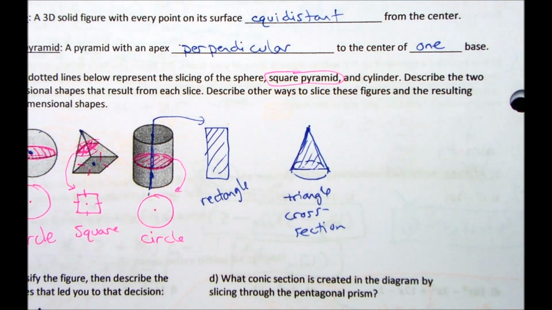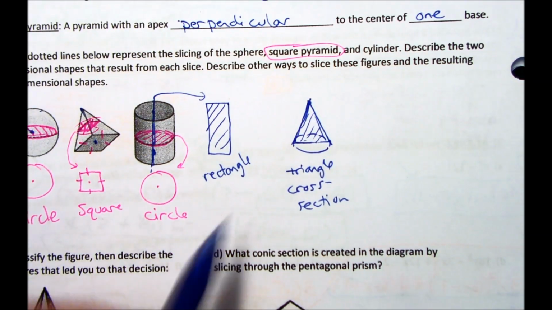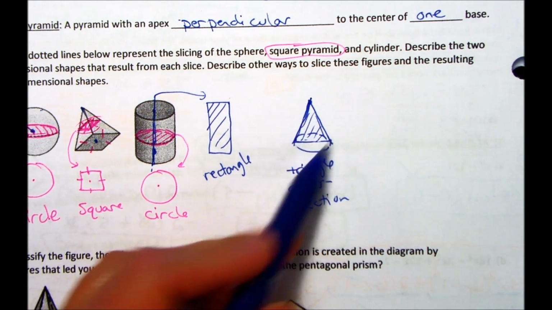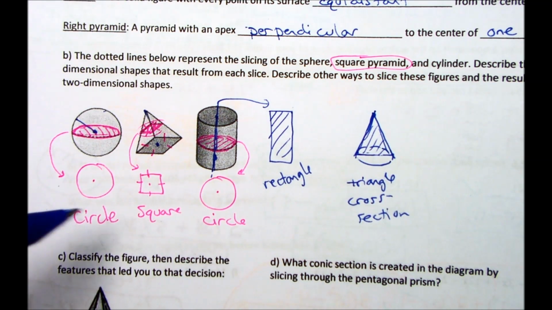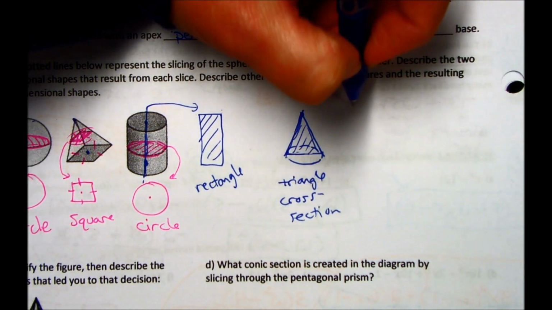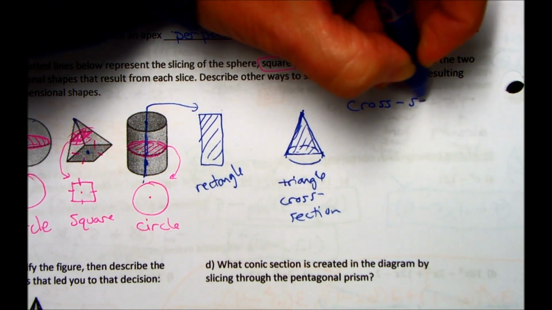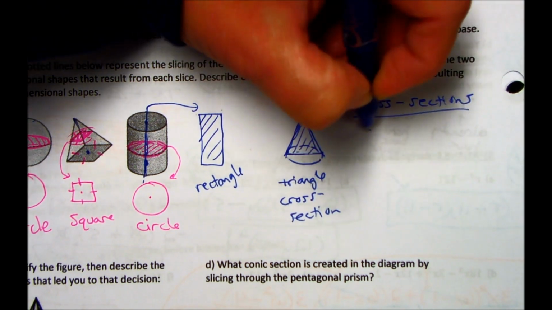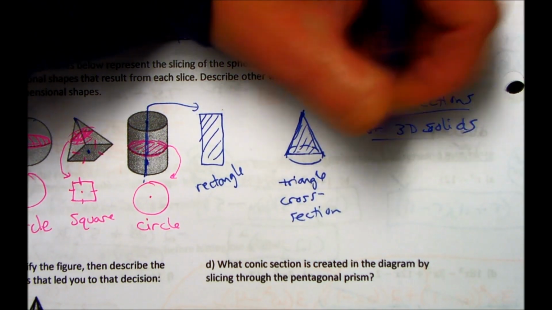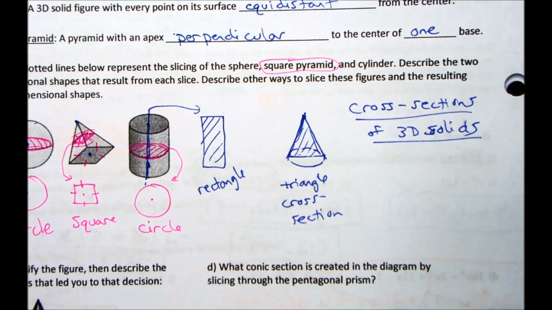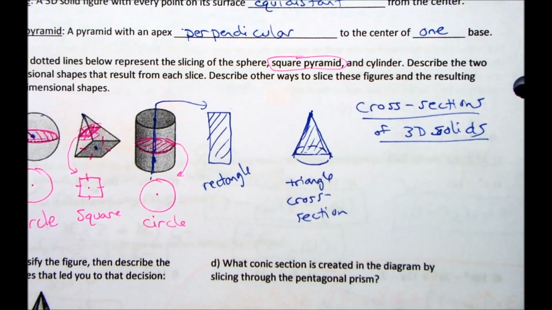So again, it's hard to try to see the two-dimensional shapes that are formed from three-dimensional objects, but there are some really great YouTube videos out there that show some better examples and better demonstrations of cross sections. So these are called cross sections of three-dimensional objects or solids. If you just look up cross sections of three-dimensional solids, you can see some really cool videos about that.